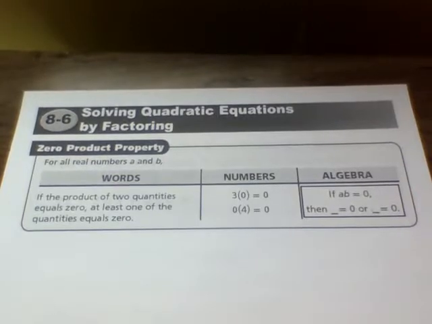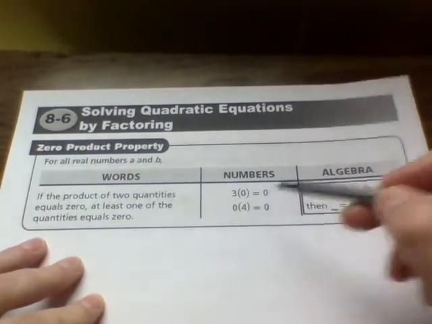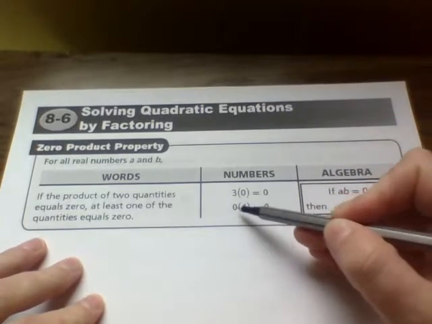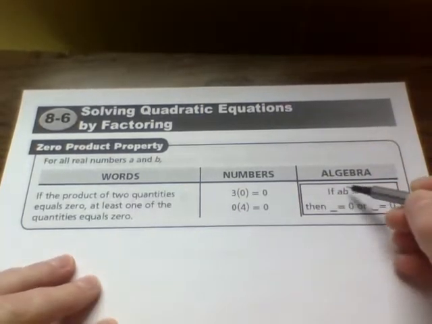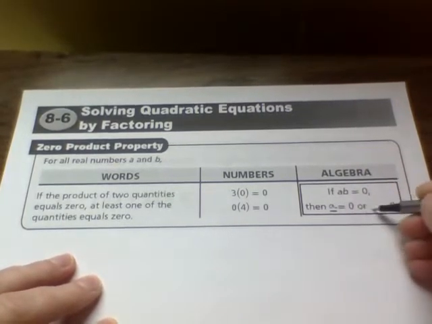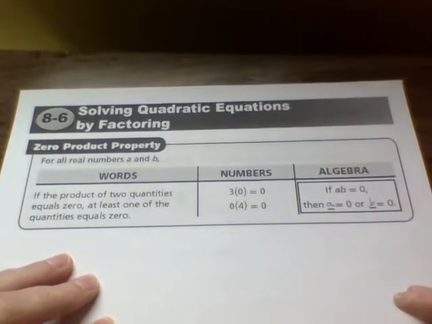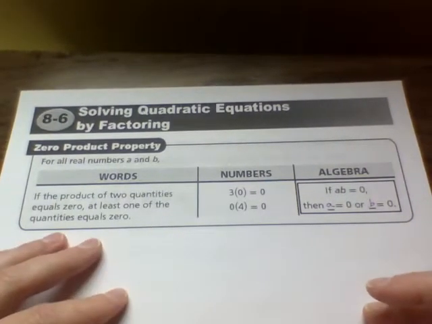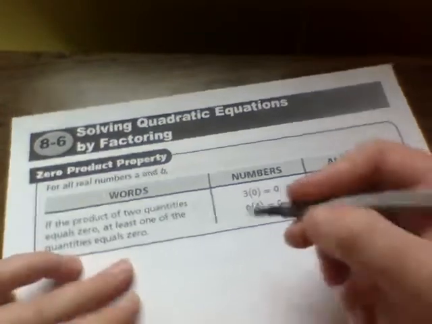So pretty much the idea is that if you have a 0 as your result, it turns out that one of the numbers that you multiplied had to be 0. So if you have two ideas, A and B, multiplied, and it equals 0, then A has to be 0 or B has to be 0. And again, the zero product property is just saying that anything times 0 is 0.